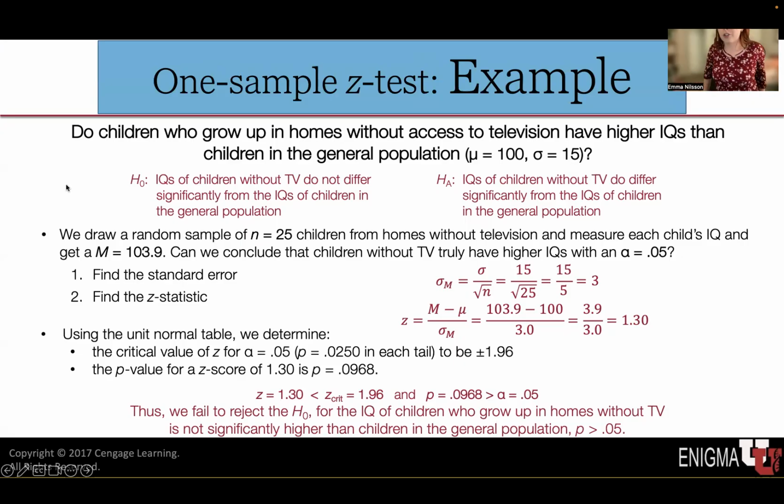First step, we're going to state our hypotheses. So our null hypothesis, remember, is that there's no change. So in this context, it would be that the IQs of children without TV do not differ significantly from the IQs of children in the general population. The alternative hypothesis, on the other hand, would be that the IQs of children without TV do differ significantly from the IQs of children in the general population. Note here that the alternative hypothesis just stated that the IQs would be different. It didn't say lower or higher. This is not a directional hypothesis at this point.